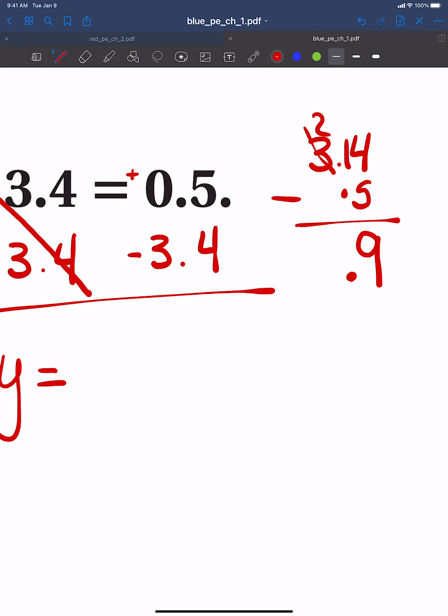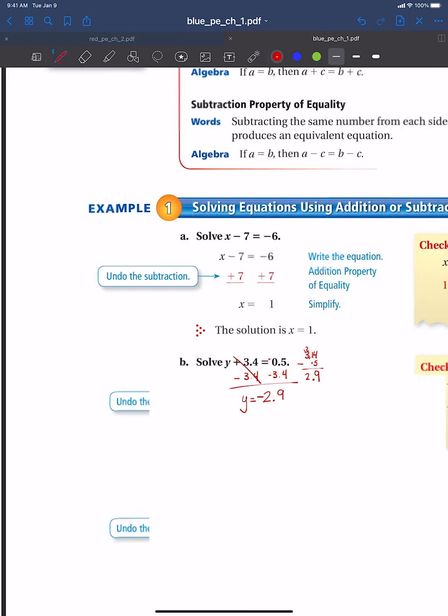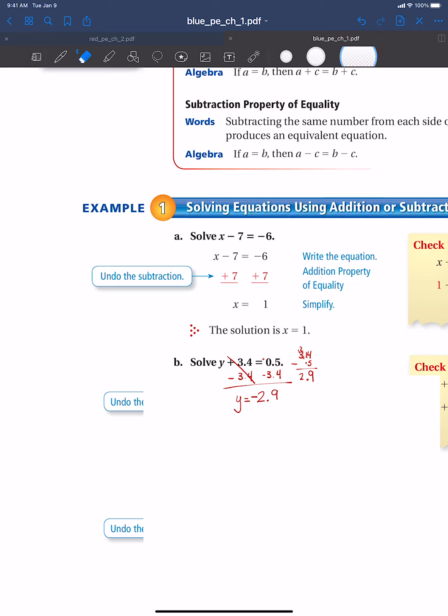Bring down the decimal, bring down the 2. My answer is 2.9, but before I say that's my final answer, who is the bigger number, 3 or 0? Well, obviously 3 is bigger, and 3 happens to be negative, so my answer is negative 2.9. Okay? So that's basically what we're doing in this section, is we're just trying to get the variable all by itself.